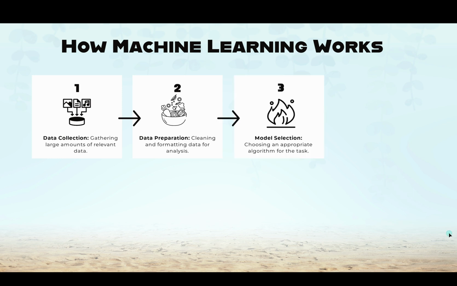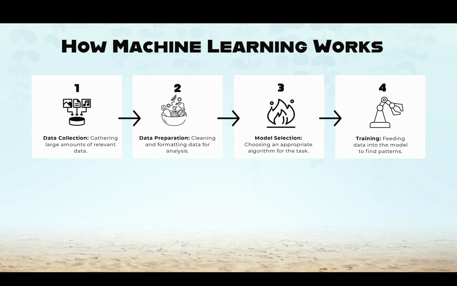3. Model selection. The next step is choosing the right algorithm model based on the task at hand. For example, decision trees, linear regression, or support vector machines might be used for tasks like classification, regression, or clustering, depending on whether the problem involves predicting categories or continuous values.